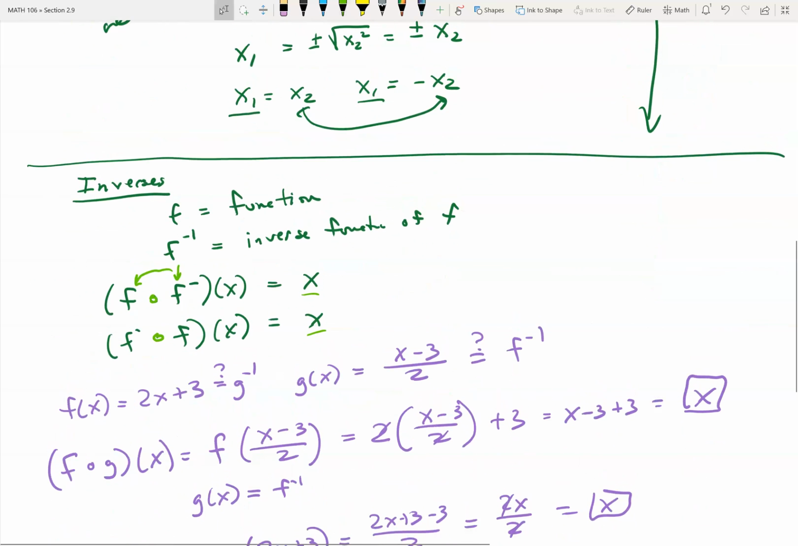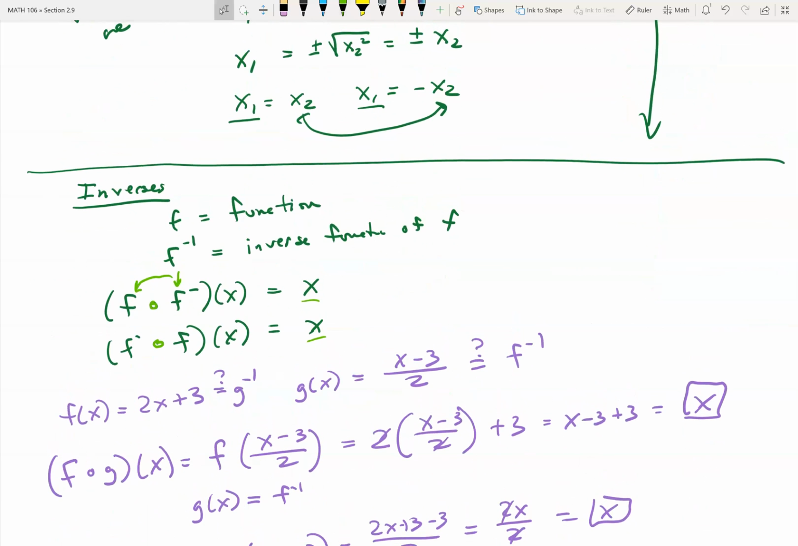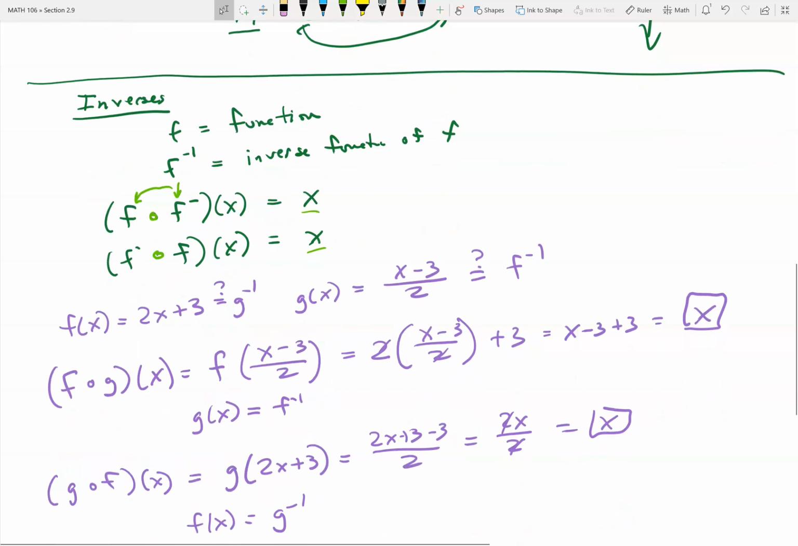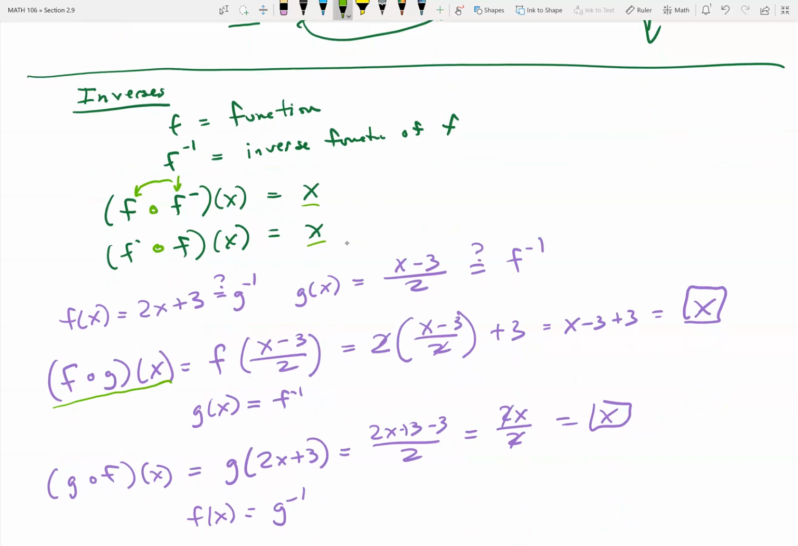So I gave you an example. I said, okay, if f of x is 2x plus 3, and g of x is x minus 3, are these two functions inverses of each other? So here's what we did. We're going to plug g as the input to the function f. So you see that I have f of whatever g is, x minus 3 over 2. And then we go ahead and solve it, and we end up getting x. So we know g of x is the inverse of f.